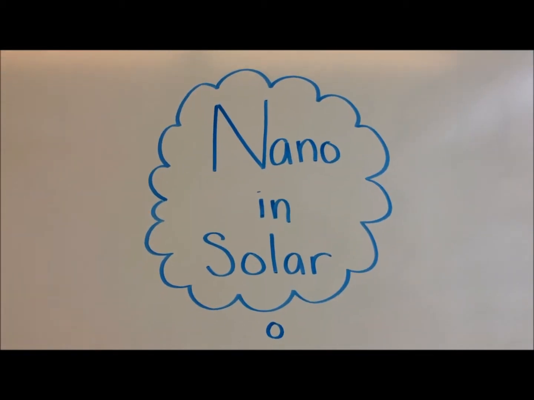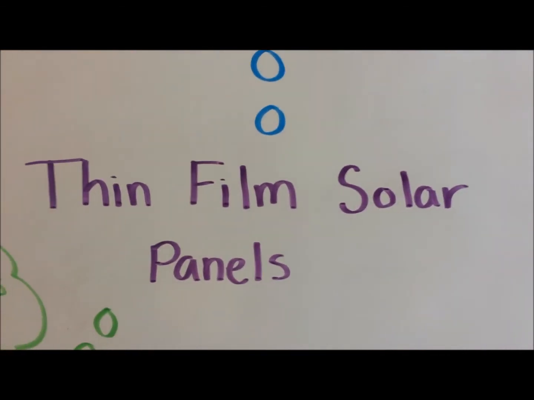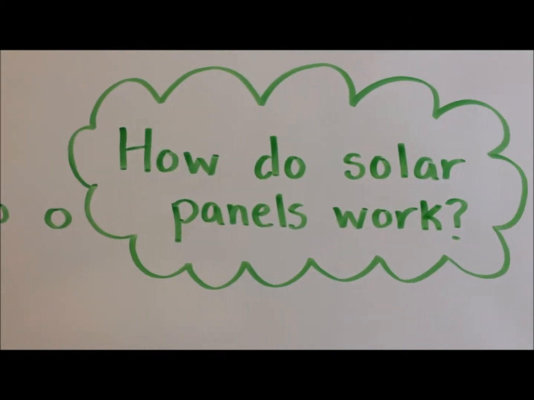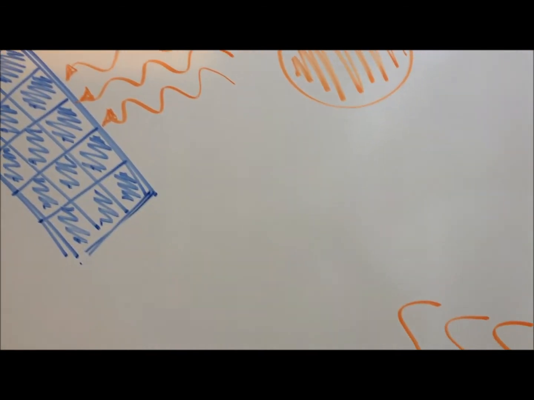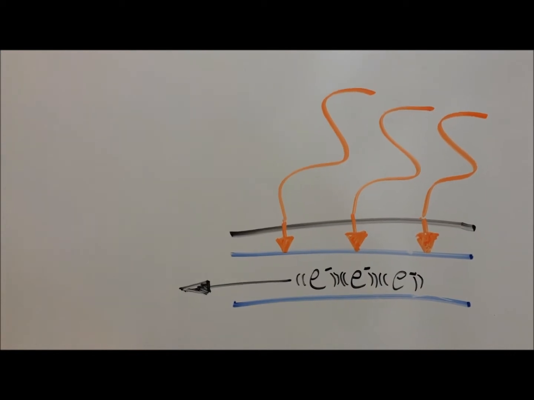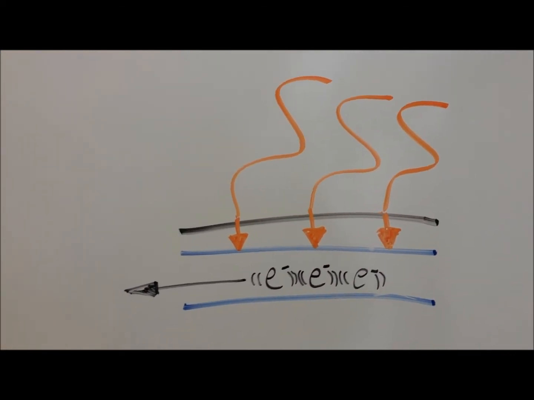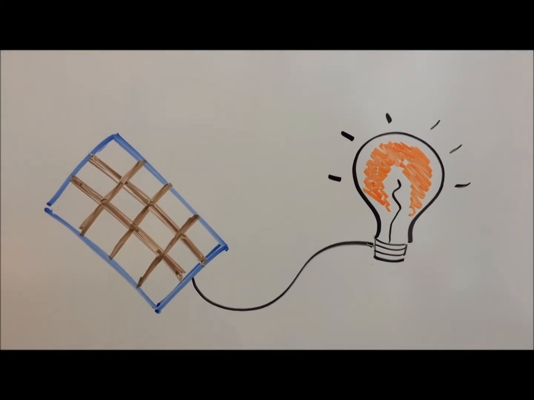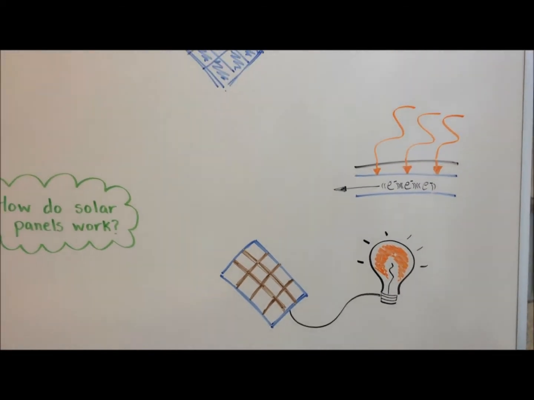Now that we've discussed the nano effects on materials, let's explore a specific application, thin film solar panels. But first, let's briefly describe how solar panels work. A typical solar panel harnesses energy from the sun to produce electricity. Once light hits the panel, electrons inside the material are excited and a current is produced. This current is then collected using a network of thin conductive strips on the surface of the panel. The collected current can then be stored or sent directly to a specific application.